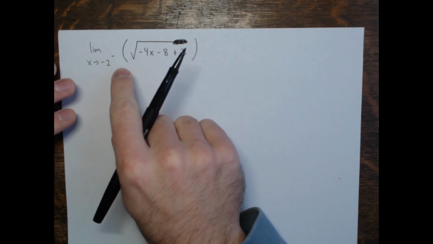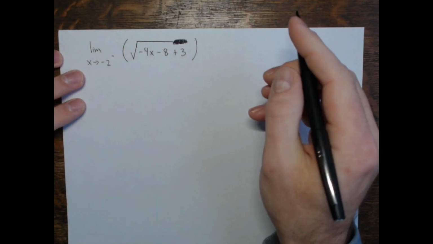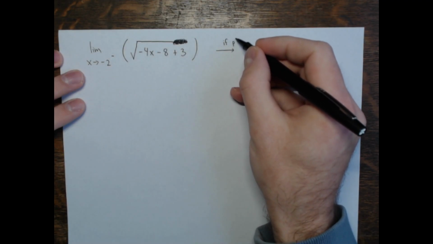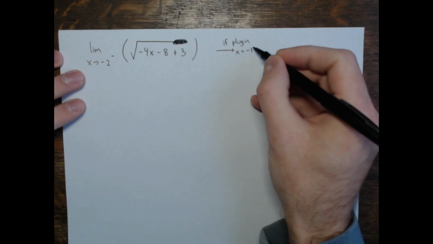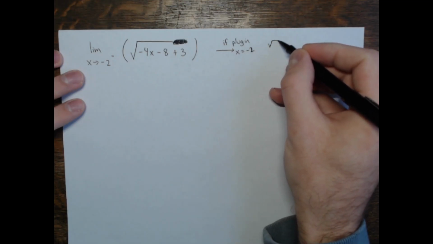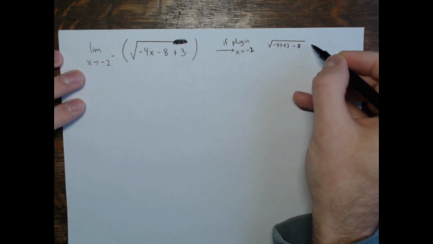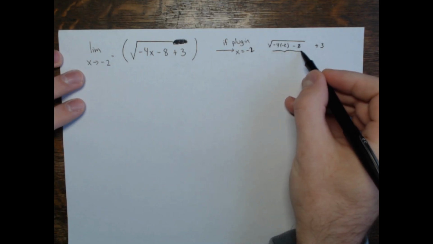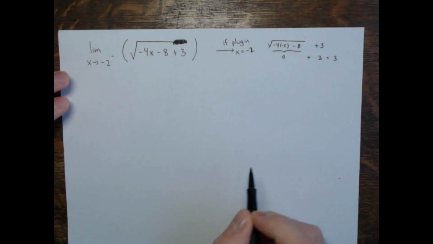So here's what I meant by you can't always just plug it in. Because if you just plugged in x equals -2, then you'd have the square root of -4 times -2, minus 8, and then plus 3. And this is 8 minus 8. This is just 0, and 0 plus 3 is 3. So you might say, oh, the limit is 3.